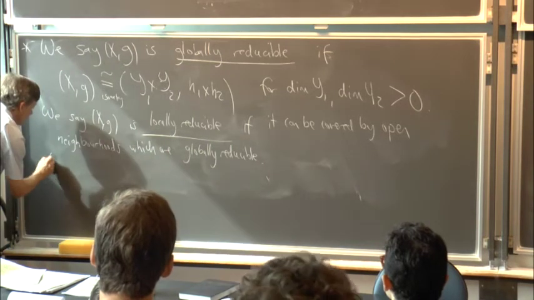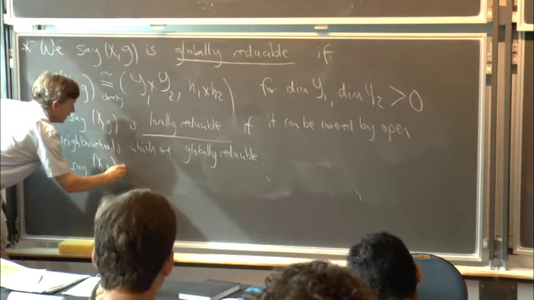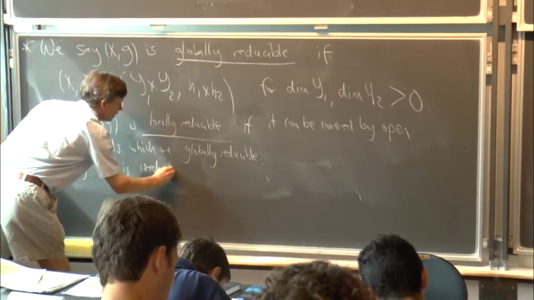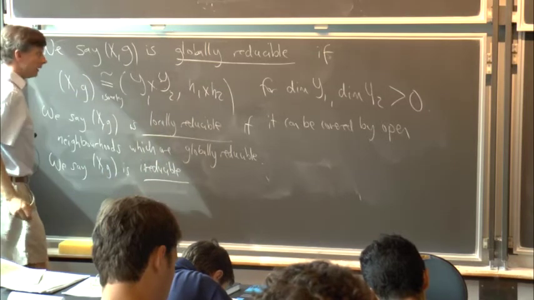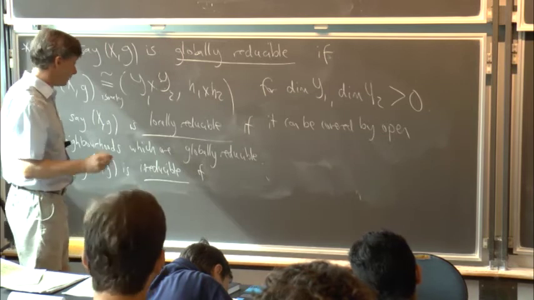And we say (X, g) is irreducible if it is not locally reducible.